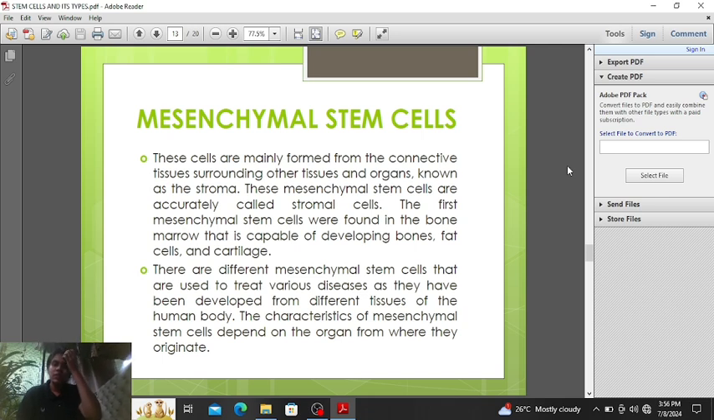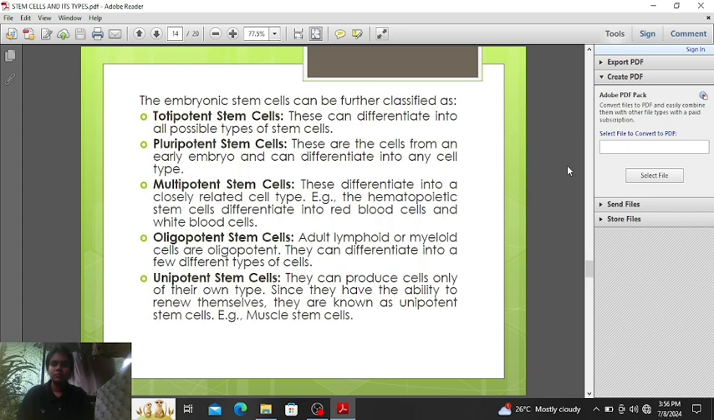And there are many different types of mesenchymal stem cells which are basically used to treat various diseases, and they have been developed from different tissues of the human body. And the characteristics of mesenchymal cells depend on the organ from where they originate.